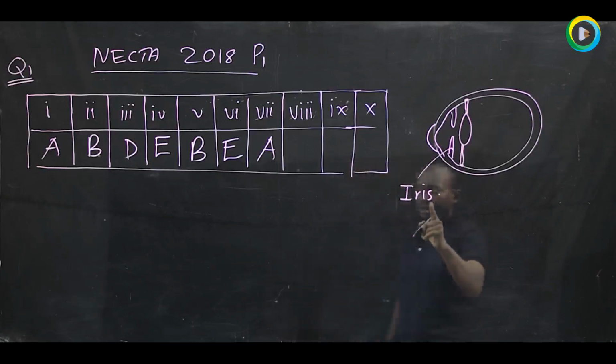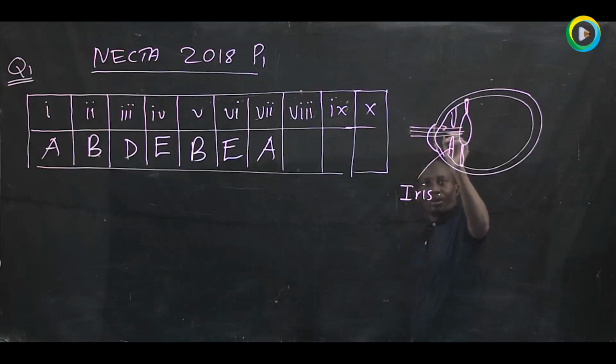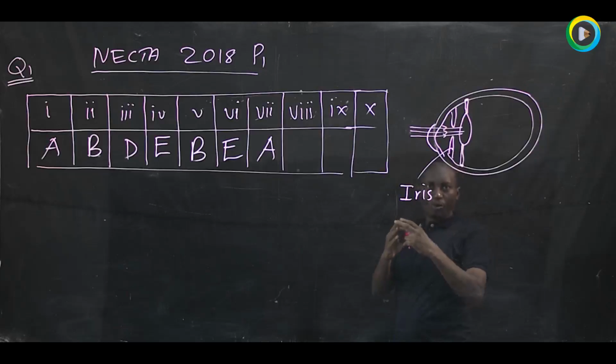The iris will control the size of the pupil. Pupil ni ile tundu ambayo linaruhusu amount ya light kuingia huko. Kwa hiyo kuna light from the outside enters the eye through the pupil. Ni tundu dogo, lakini the size of the pupil is controlled by the iris.